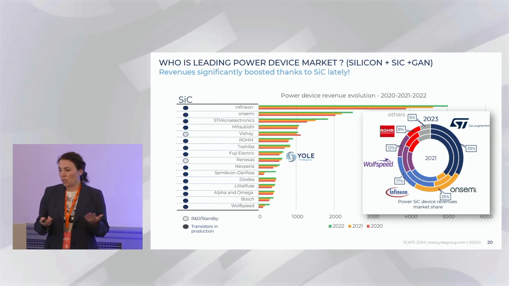And so here you see that the leaders now are still ST, Wolfspeed, Infineon, and Rohm, and it's quite interesting the increase of onsemi in the last years, thanks to their strategy and the collaboration with automotive players.